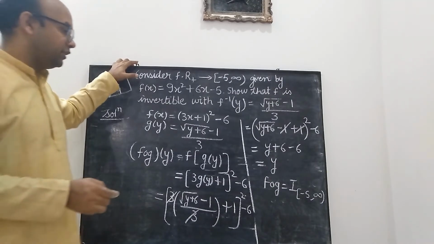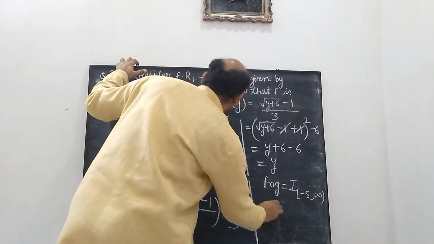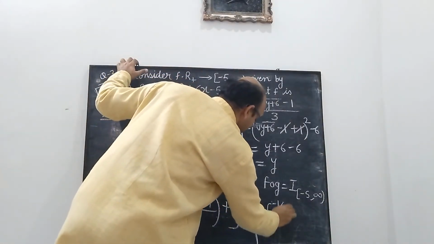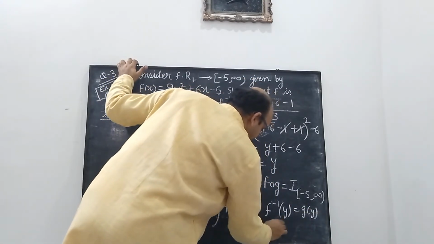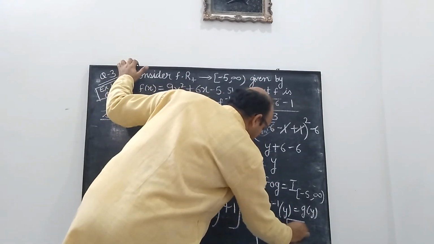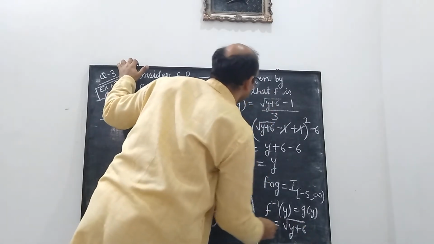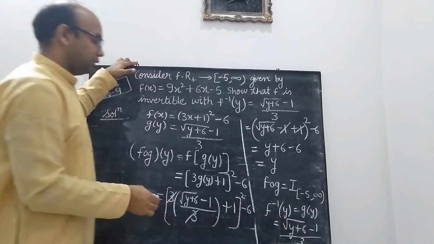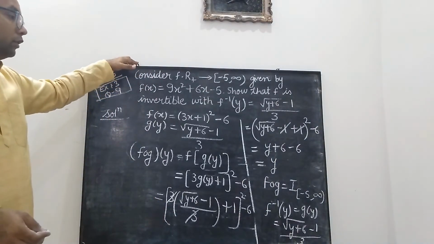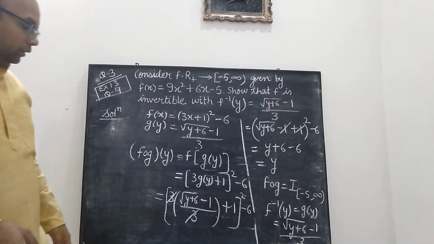are inverse of each other, and therefore we can have f inverse y is equal to g of y, which is nothing else but (root of y plus 6 minus 1) whole divided by 3. So now we just move on to the next question.